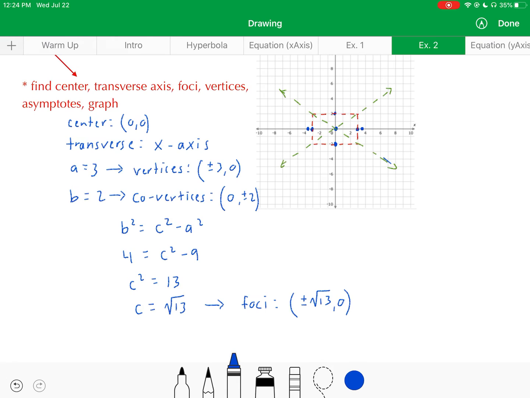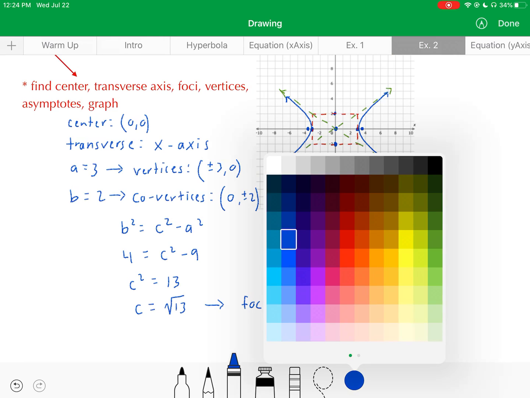And make sure you draw it to where the ends of the hyperbola hug the asymptotes, but they don't actually cross through them. They're getting infinitely close to the asymptotes. Okay. All right, so we finished off the graph.